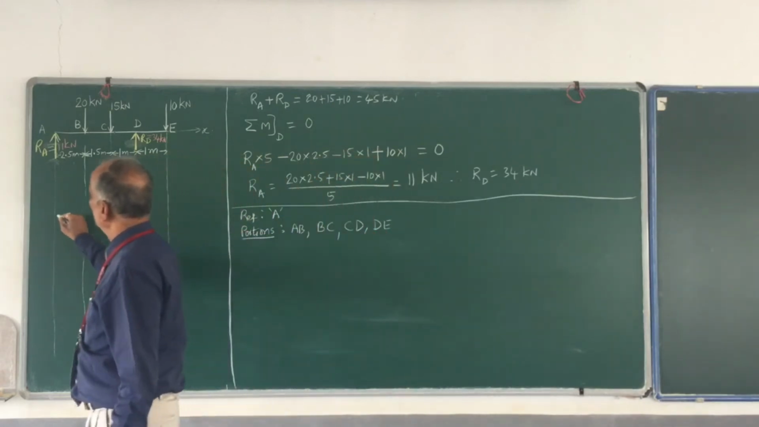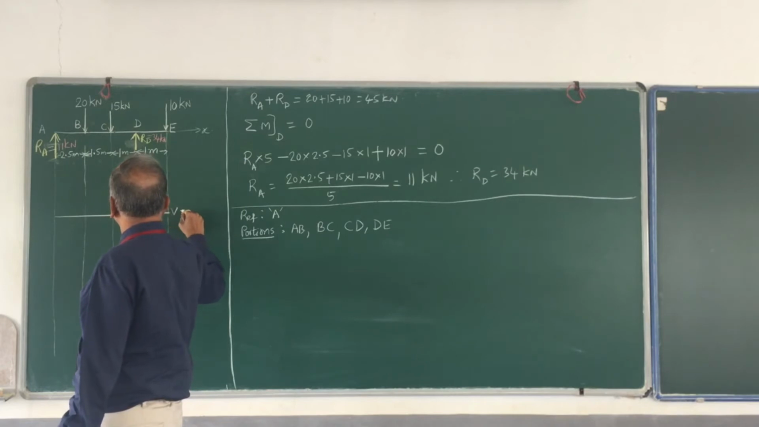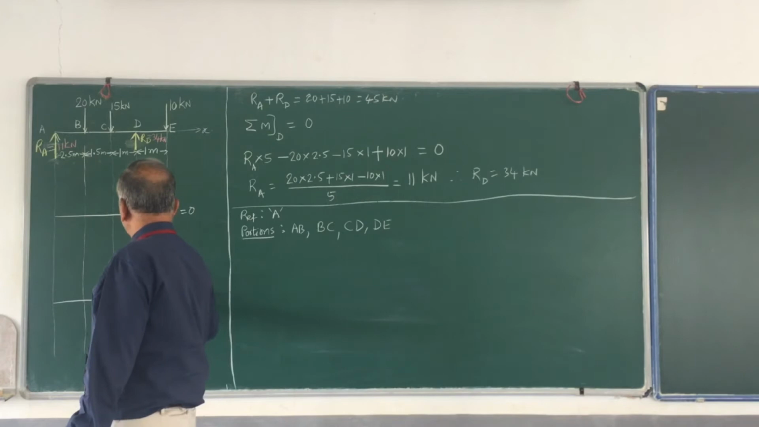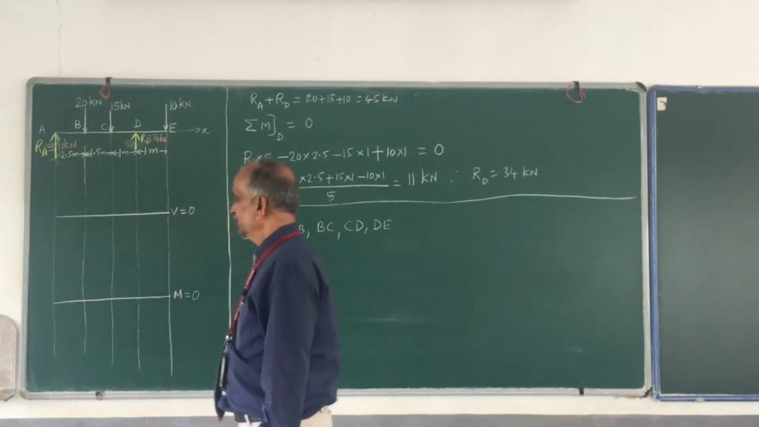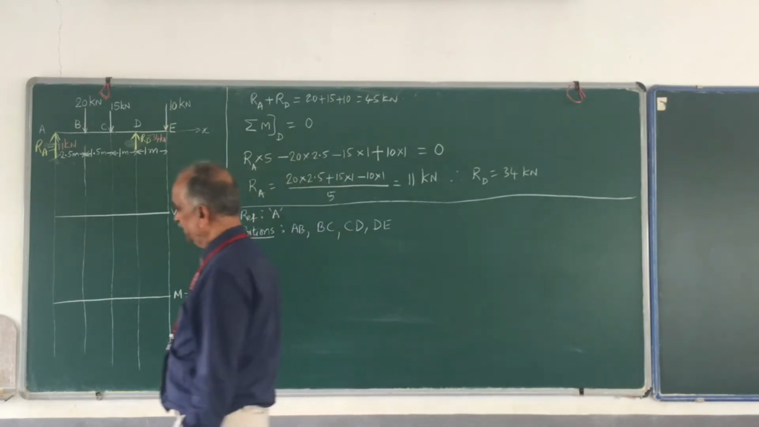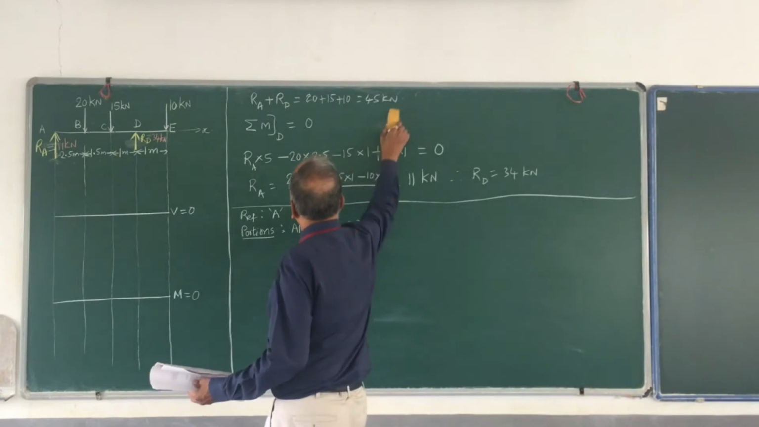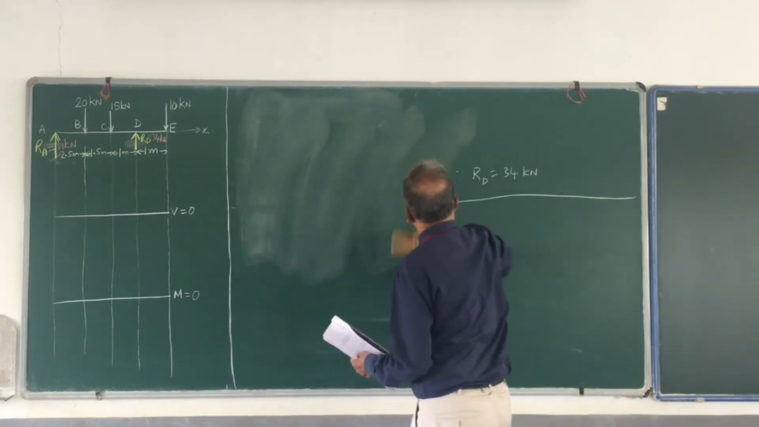So now let me make some preparations here. I shall draw a horizontal line and call this V equal to 0. Similarly, to draw the bending moment diagram, draw another horizontal line and call this M equal to 0. Okay? So now everything is ready. Now let me take one portion at a time. Start with portion AB.